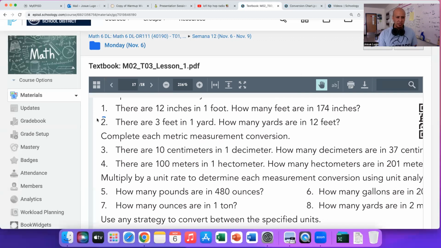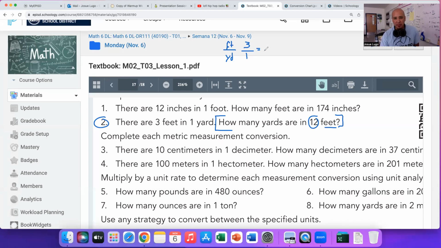Look at number 2 right here. It says there are 3 feet in 1 yard. Already I know that I'm comparing feet to yards. There are 3 feet in 1 yard. How many yards are there in 12 feet? All right, comparing feet to yards, what is the bigger unit? Which one is bigger? Well, between a foot and a yard, 1 yard is bigger. That's the bigger one, and 1 yard is 3 feet. That information is given to me right here.